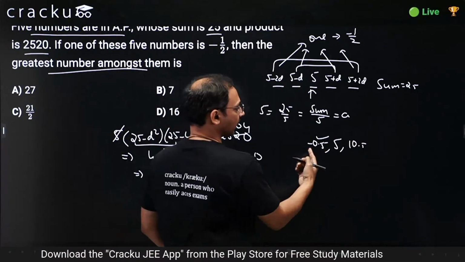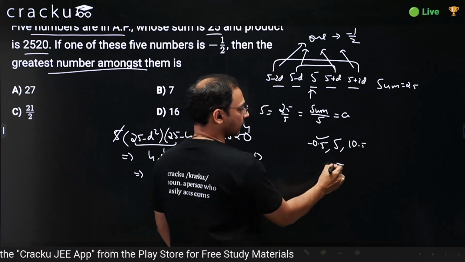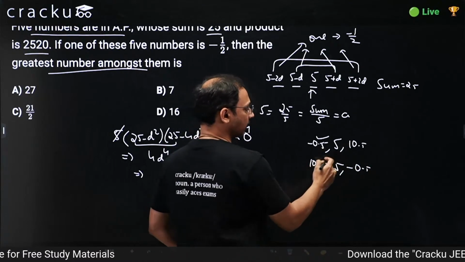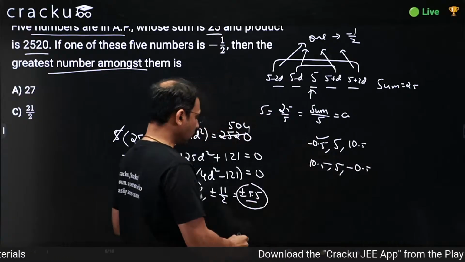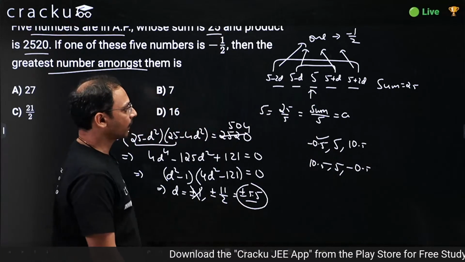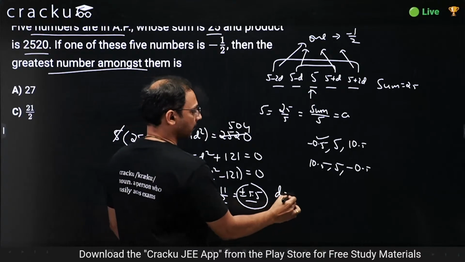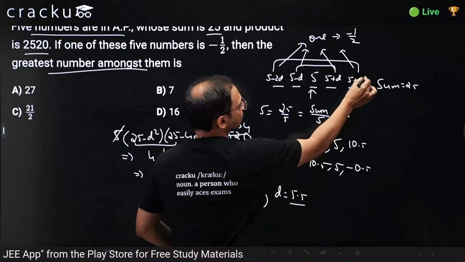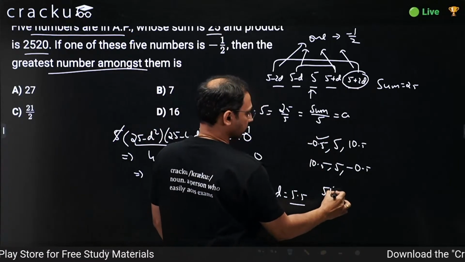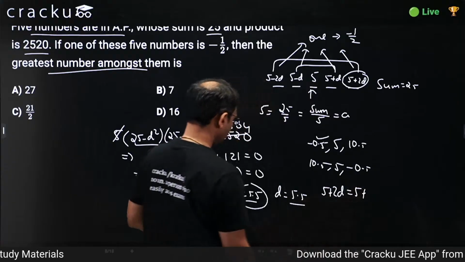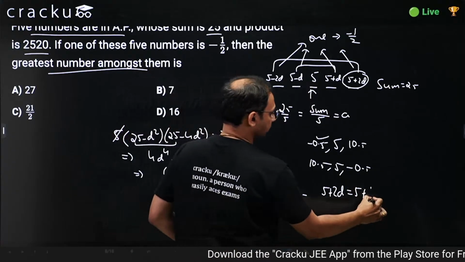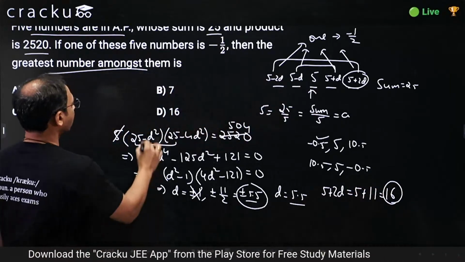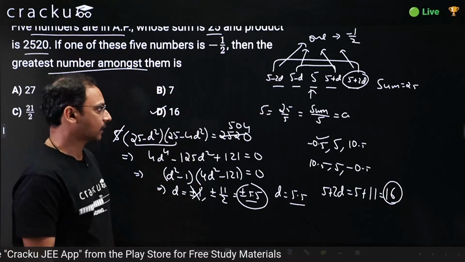If you take D equal to plus 5.5, you'll get like this. If you take minus 5.5, you'll get like this. So the same AP will just invert. So you can take plus 5.5 or minus 5.5. Let us take plus 5.5. He's asking the greatest. So the greatest one will be 5 plus 2D. So 5 plus 2 into 11 by 2 is 11, so the greatest term in the given sequence is 16. So fourth option is the correct answer.